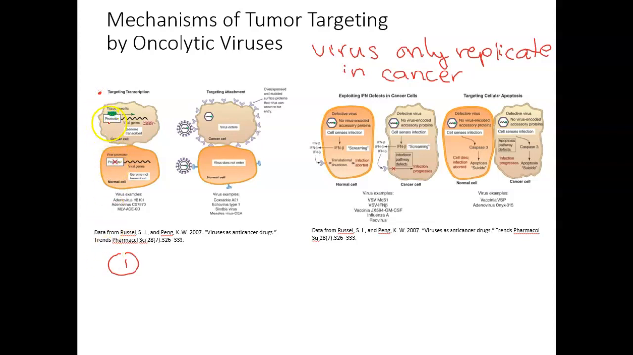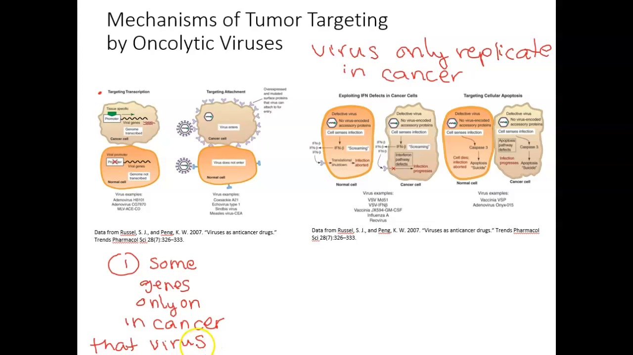There are some genes that are turned on only in cancer cells, right? And some viruses are dependent upon those genes. So if you use a virus and you inject it, say you give this intravenously, the virus might get into lots of different cells, but the virus can only replicate in cancer cells where the genes it needs are turned on. All right, so that would be targeting transcription.